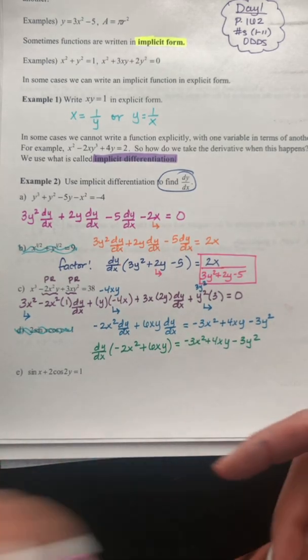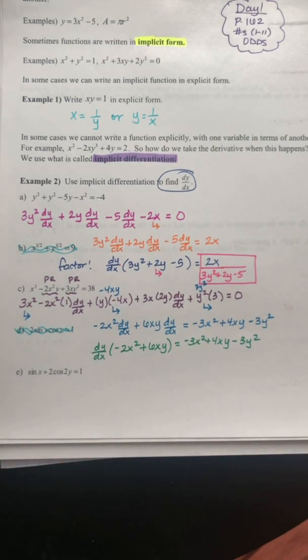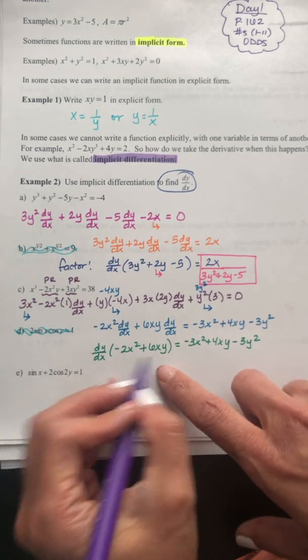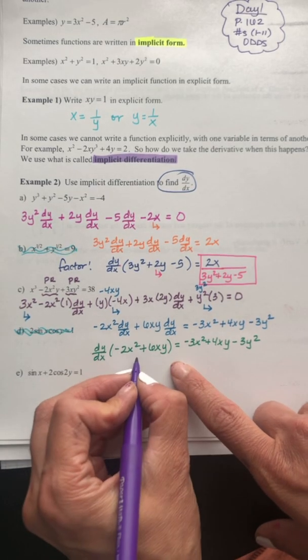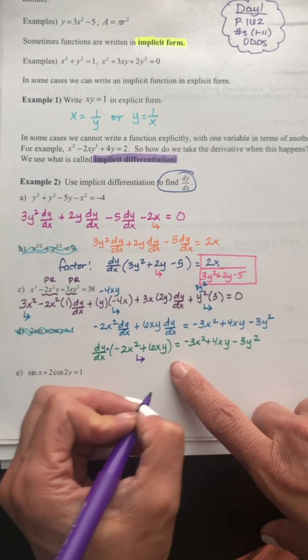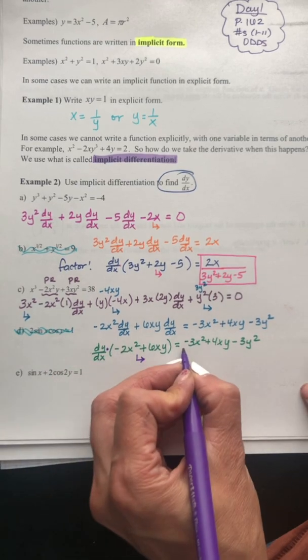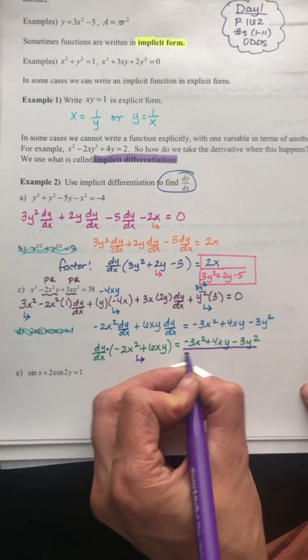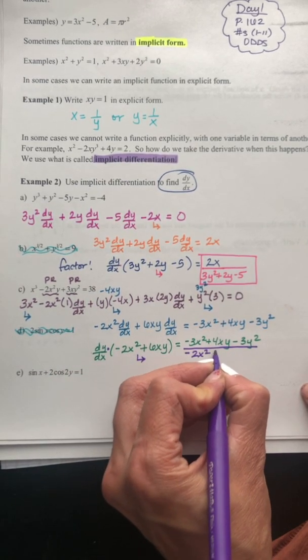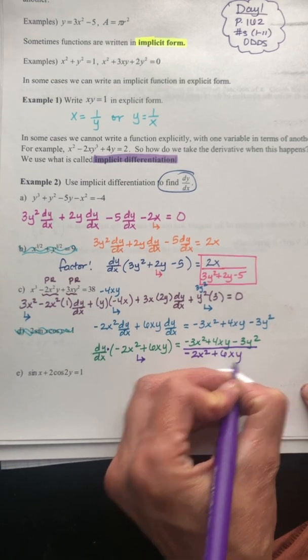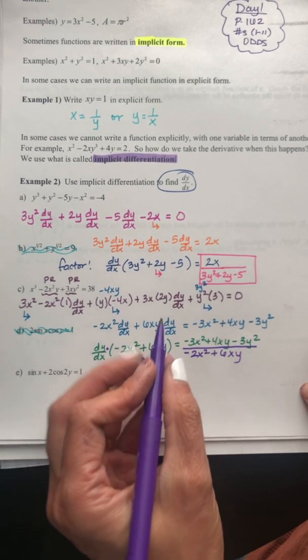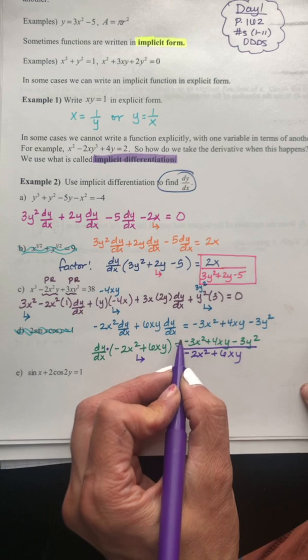Okay, and we need to solve for dy dx, so we're going to need to get rid of the product there, negative 2x squared plus 6xy. To undo multiplication, we divide, so we're going to divide it on the other side. And I can't simplify that any further, so I'm going to leave it like that.